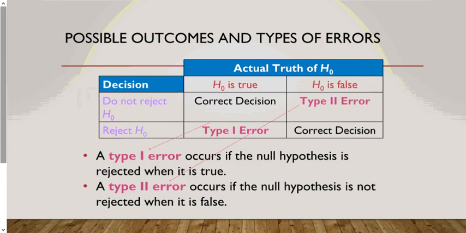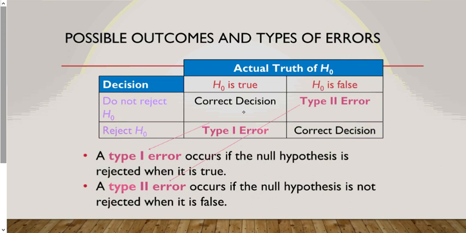Now, the errors that could happen, they might look like this. So let's say that in real life, the null statement is true. Now, we pretty much never know that. We'd always just kind of assume. But let's say that it is definitely true. And you go through and you do your test and you figure out that you can't reject the null. Then you have made a correct decision.